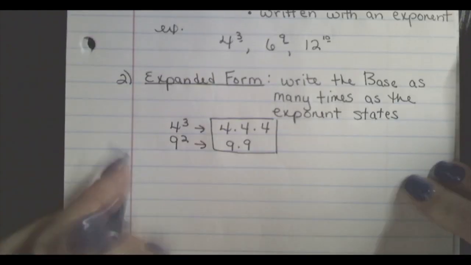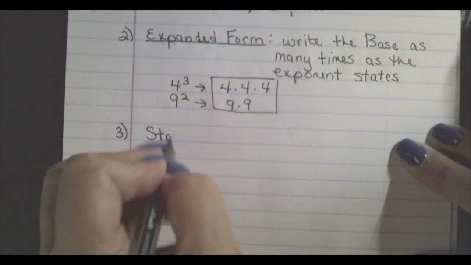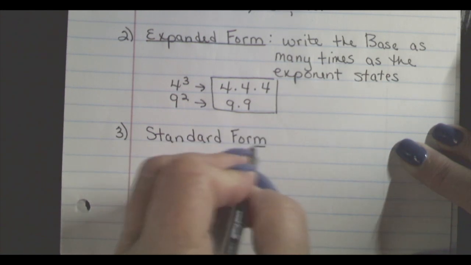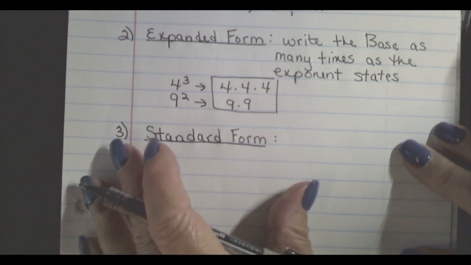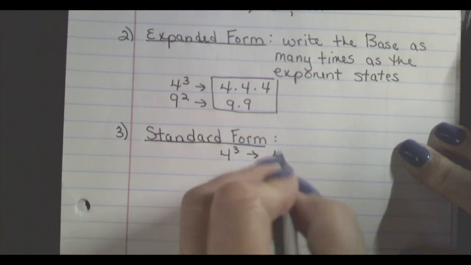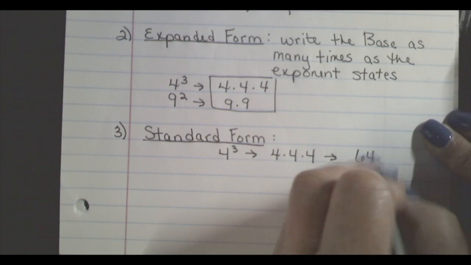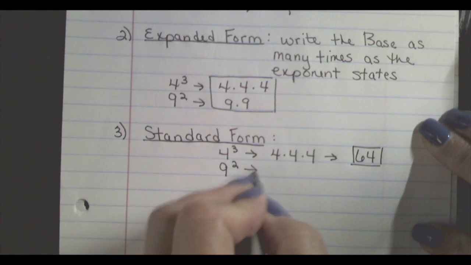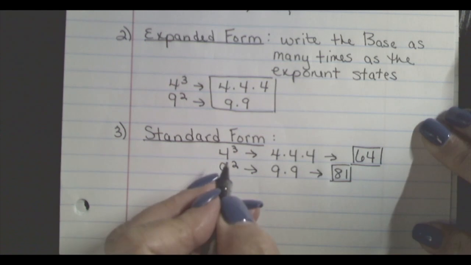The last one is standard form. And that would be to evaluate what the answer would be. So if I have 4 to the third power, we know that's 4 times 4 times 4, which is equal to 64. 64 is standard form. 9 to the second power, that's 9 times 9, which is 81. That is standard form.